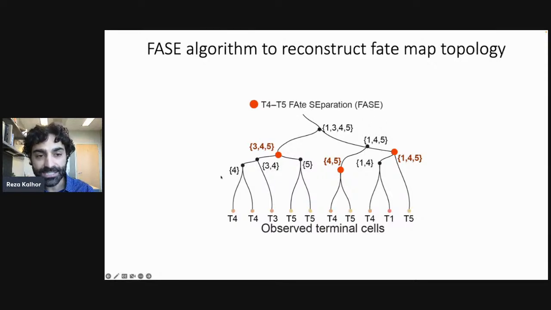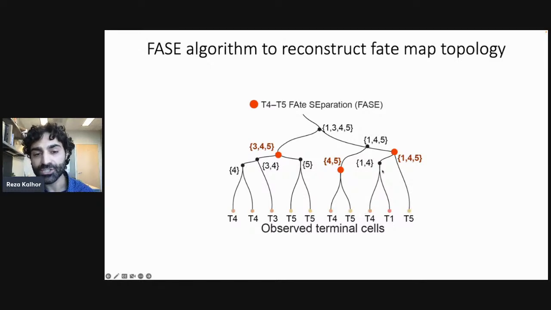And you see a subtree here. Each internal node is labeled with the eventual fate of its terminal cells. T4 and T1 means that this one gave rise to 1 and 4. Now, we call those internal nodes that indicate separation between 2 fates phases. For instance, this one labeled here in orange shows a separation between fate 4 and 5, because 5 is only on one side and 4 is only on the other.